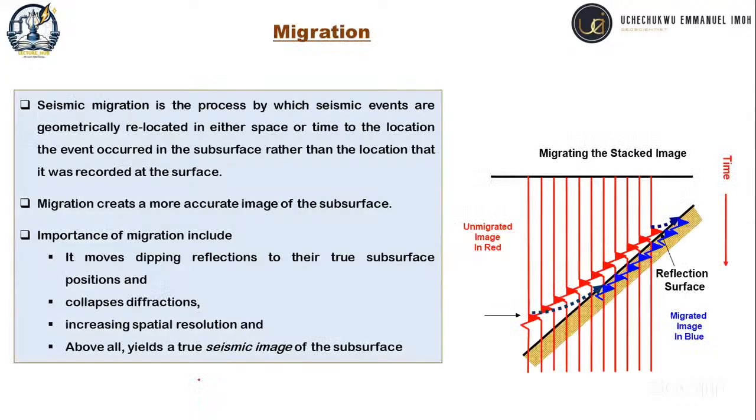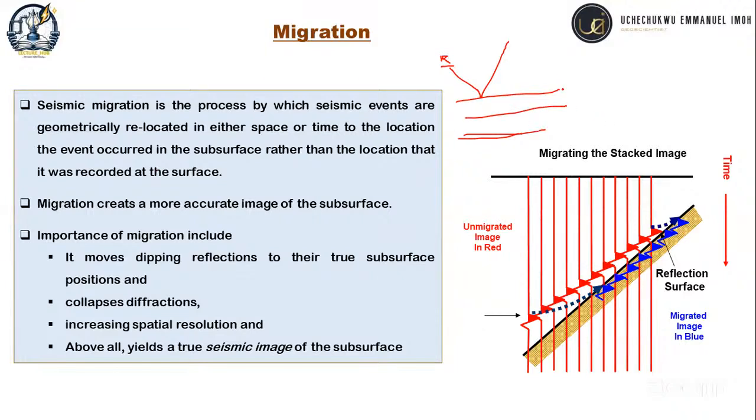So the next thing we'll talk about, which is the last processing step, is migration. What is migration? This is a processing step where you move subsurface events, or dipping events, to their true positions in the subsurface. All this while we've been describing flat events, where you travel from your source to your receiver, or your receiver to your source, illustrated using flat cartoons and flat events.